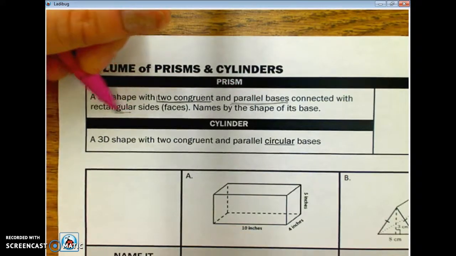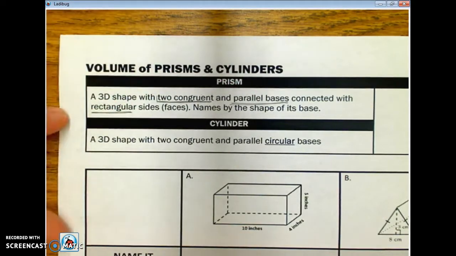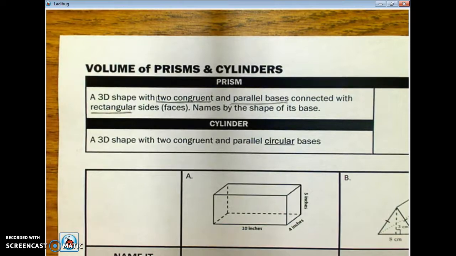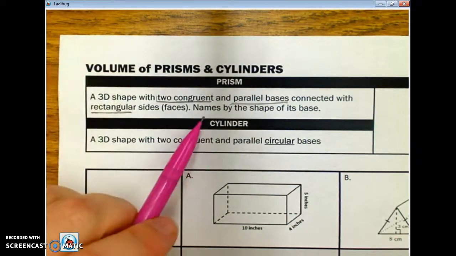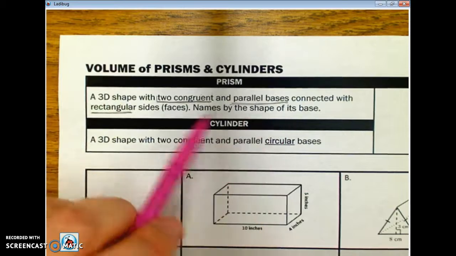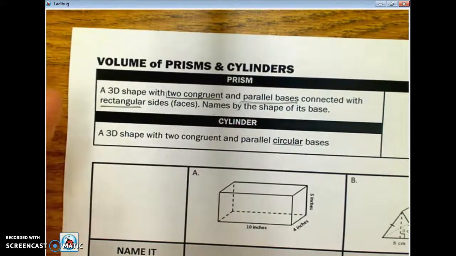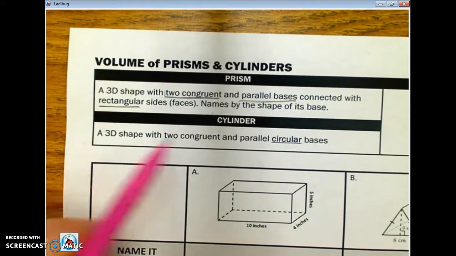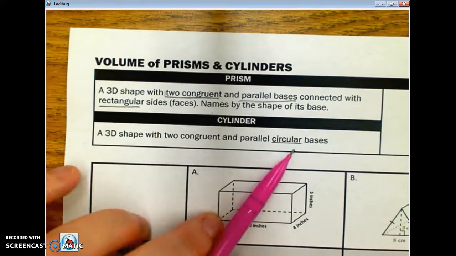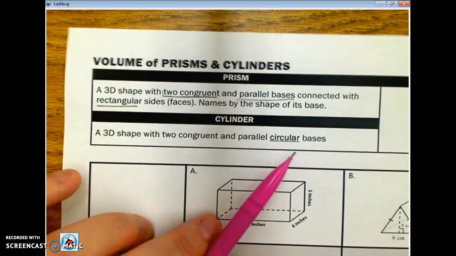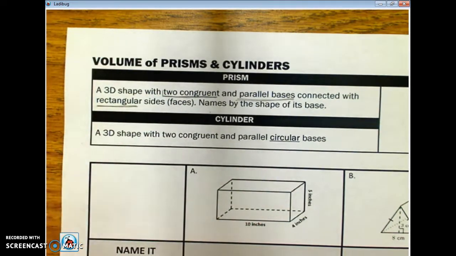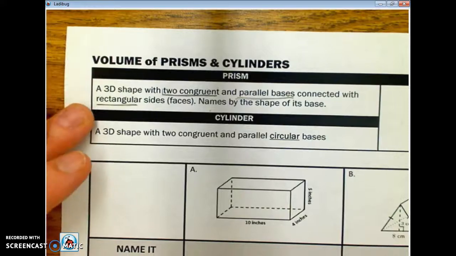And they're connected with rectangular sides. So if you see more than two rectangles, that's a clue that we're dealing with a prism. You're going to name it by the shape of its base. So you're looking for just two shapes that are parallel to one another, across from one another. And whatever shape that is, if they're connected by rectangles, that's the name of the prism. And then a cylinder has two circular bases, okay? And the side ends up unrolling into a rectangle.